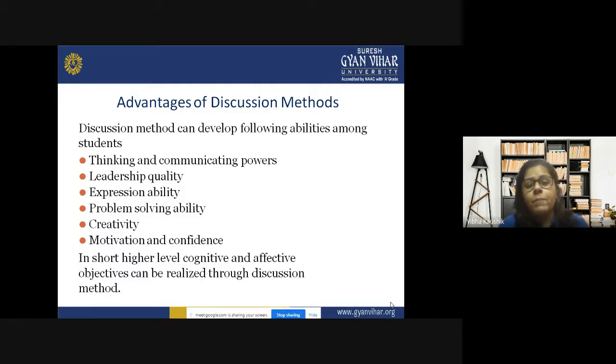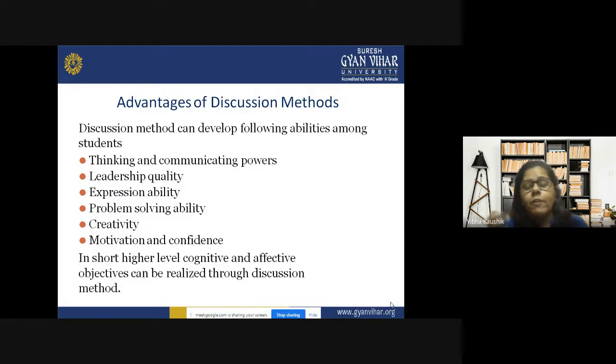Problem solving ability means the group discussion helps them to seek a solution of the problem. That's why we are saying that it will develop problem solving ability among the learners. Creativity, it will develop their creativity. They will be flexible in accepting the viewpoints. They will not be rigid that this is the only solution of that particular problem. Original ideas will be shared. Motivation and confidence. It will motivate the students and they will become confident. In short, higher cognitive and affective objectives can be realized through discussion method.